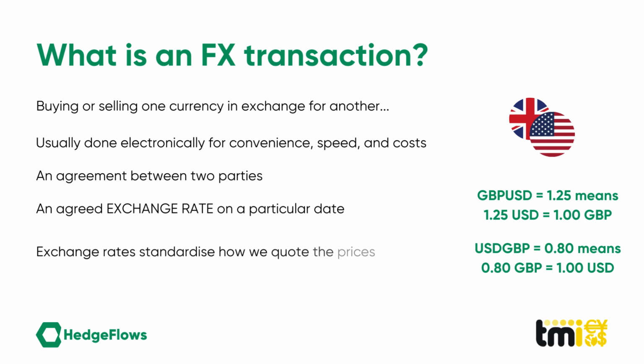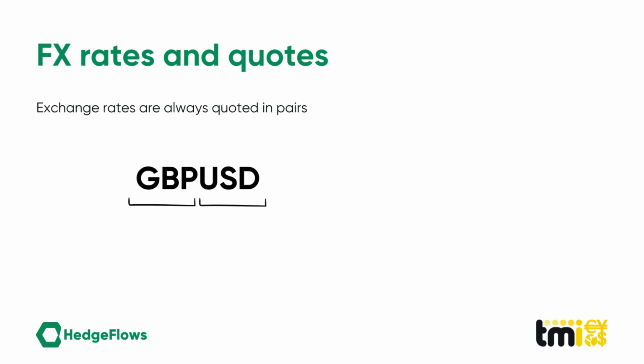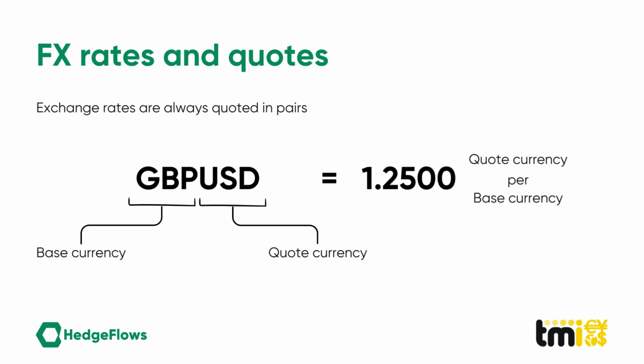We use exchange rates to standardize how we quote the prices of buying or selling currencies. It makes it easy to compare them and also see how they evolve. In the global foreign exchange market, FX rates are always quoted in pairs, where the first currency is called the base currency and the second one is the quote currency, or counter currency. For example, in the exchange rate pair GBP-USD, the pound sterling, GBP, is the base currency and the US dollar, USD, is the quote currency. If the GBP-USD exchange rate is 1.25, it means that £1 sterling is equivalent to 1.25 US dollars.